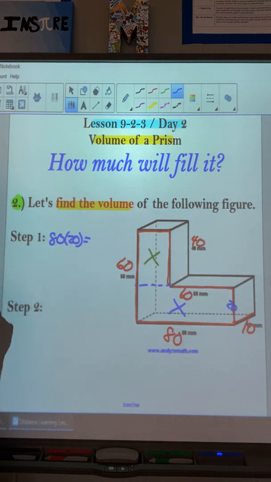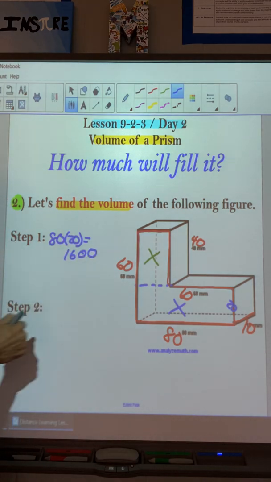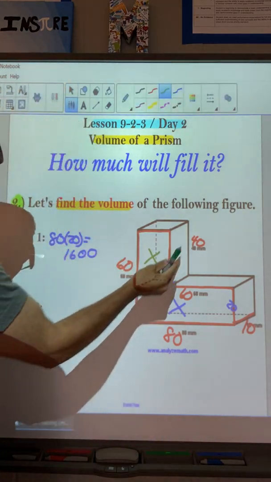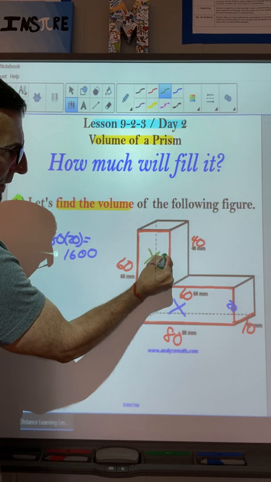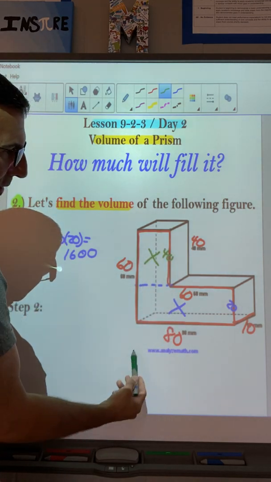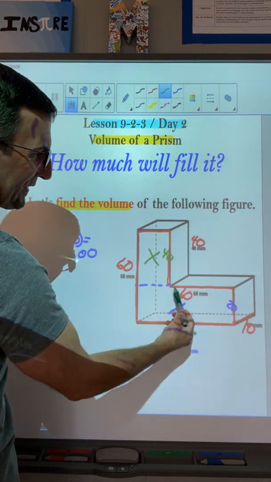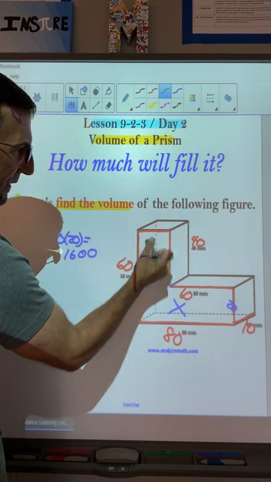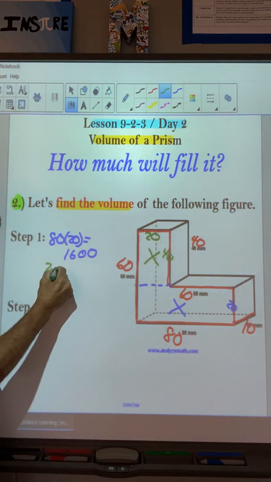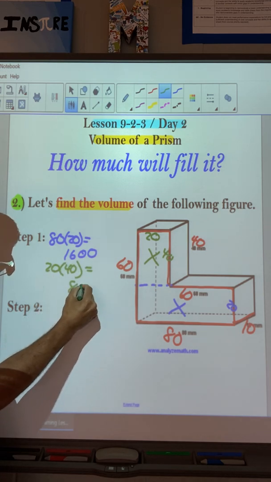Fast math, 8 times 2. Yep, 16 plus the 2 zeros. Okay, now we've got to add that to this up here. So we know this is 40 on this side. What's this little piece right here? Well, if this whole thing is 80 and this little piece is 60, that means I have 20 left over. So I need to do 20 times 40, which should give us 800.